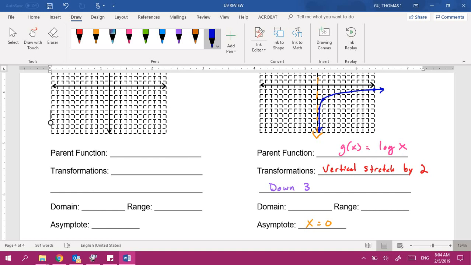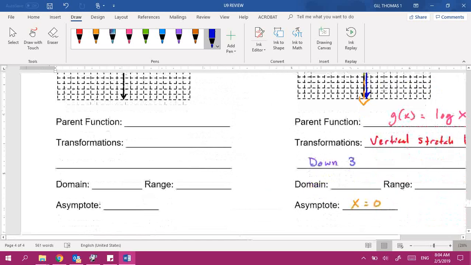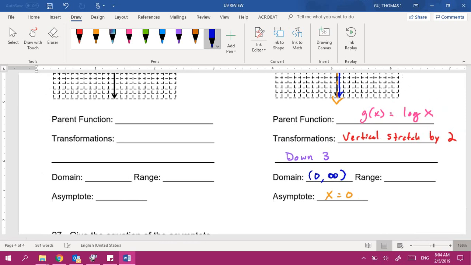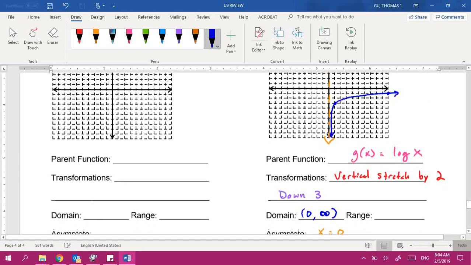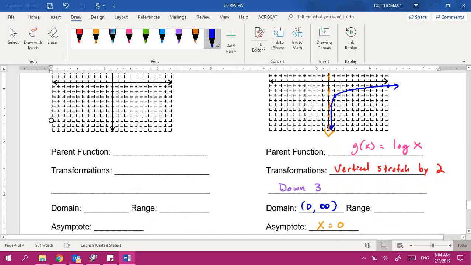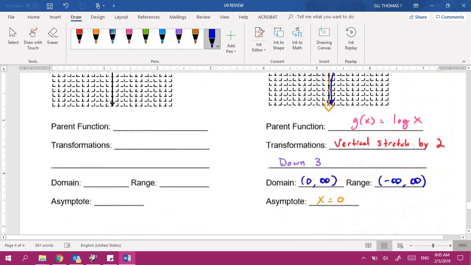From where? Parentheses 0, right? Comma, infinity, that's right. Because the most left is 0, and it's going towards infinity. All right, what's the range going to be then? Comma, but yeah. There it is, that's right. So, and that is number 26. Done.